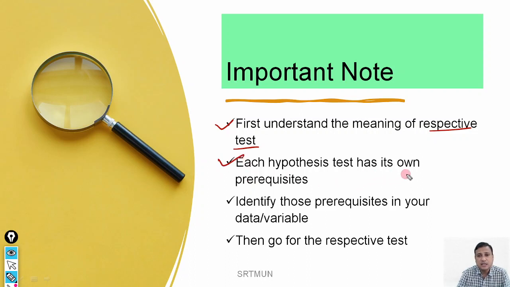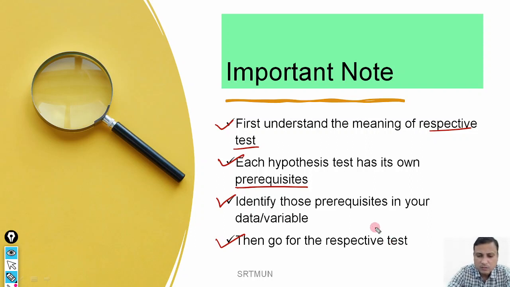Each hypothesis test has its own prerequisite. Each hypothesis test, whether chi-square, one-way ANOVA, two-way ANOVA, one-sample t-test, or paired-sample t-test, needs some kind of prerequisites in the variable. So the first thing is that you have to identify whether those prerequisites are there in your data or variable, and then you should go for the respective test. Fine.